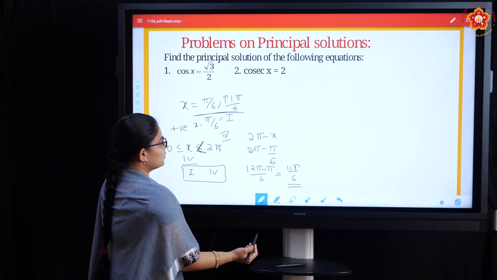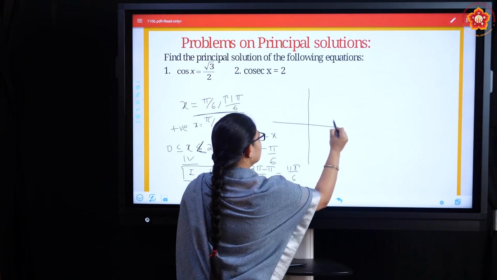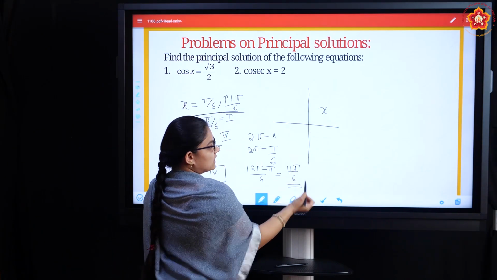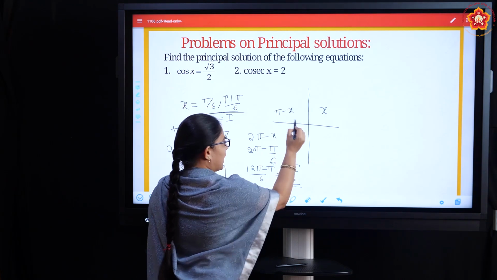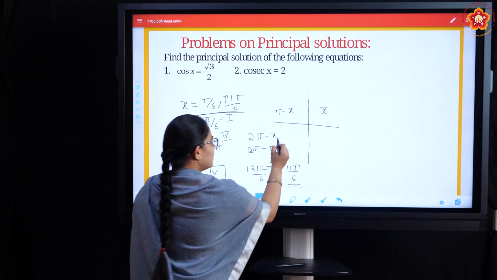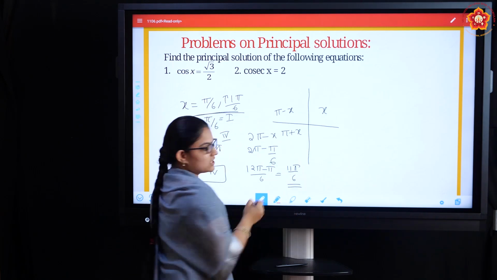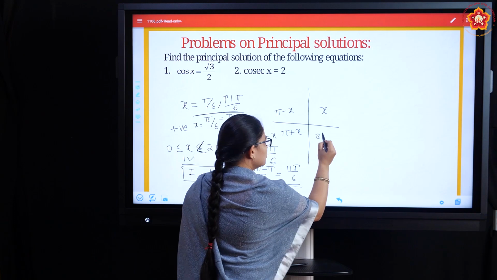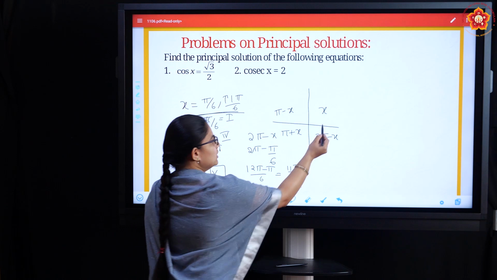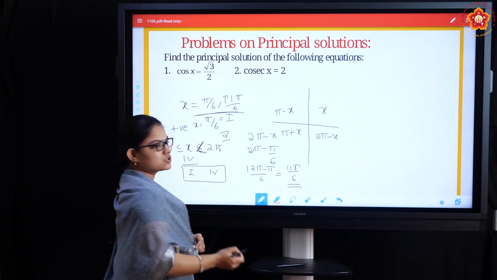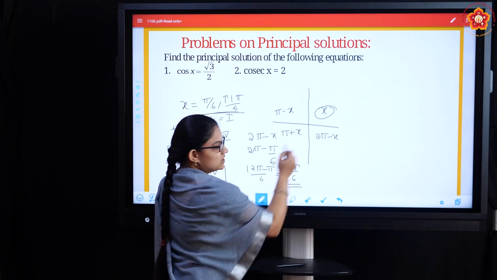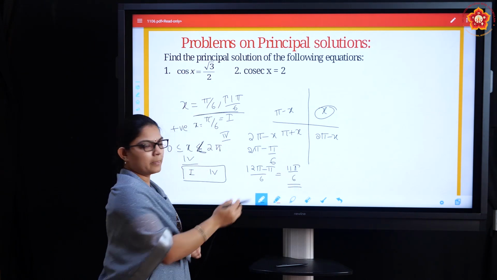So one more trick we can use is, if we know the first quadrant angle x, then the corresponding second quadrant angle is nothing but pi minus x. You have to do pi minus x, then you will get the second quadrant angle. If you do pi plus x, we get the third quadrant angle, and if we do 2 pi minus x, then that will be the fourth quadrant angle corresponding to that particular x. So we have to find the first quadrant angle, and accordingly we can find the required angle in the required quadrants.